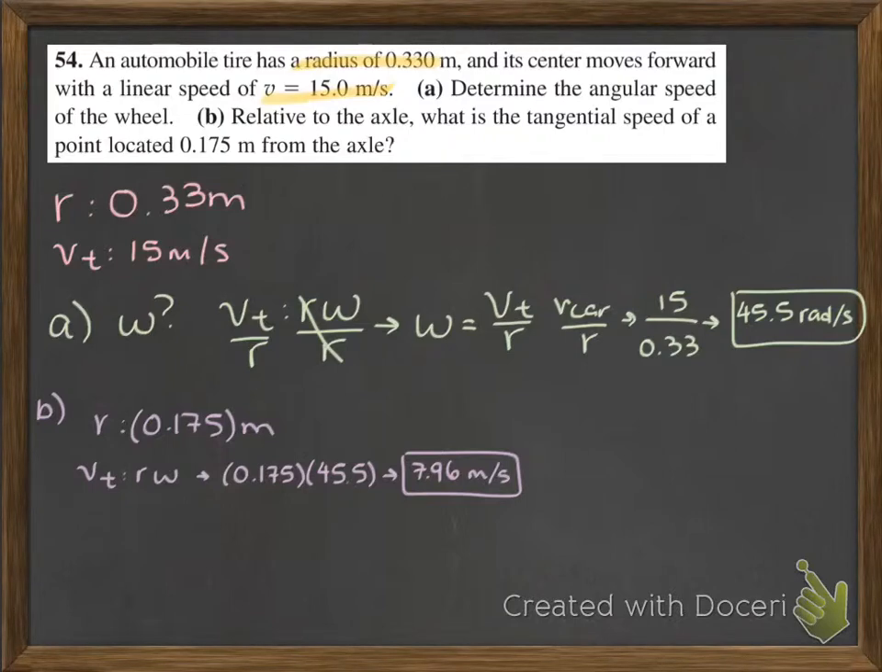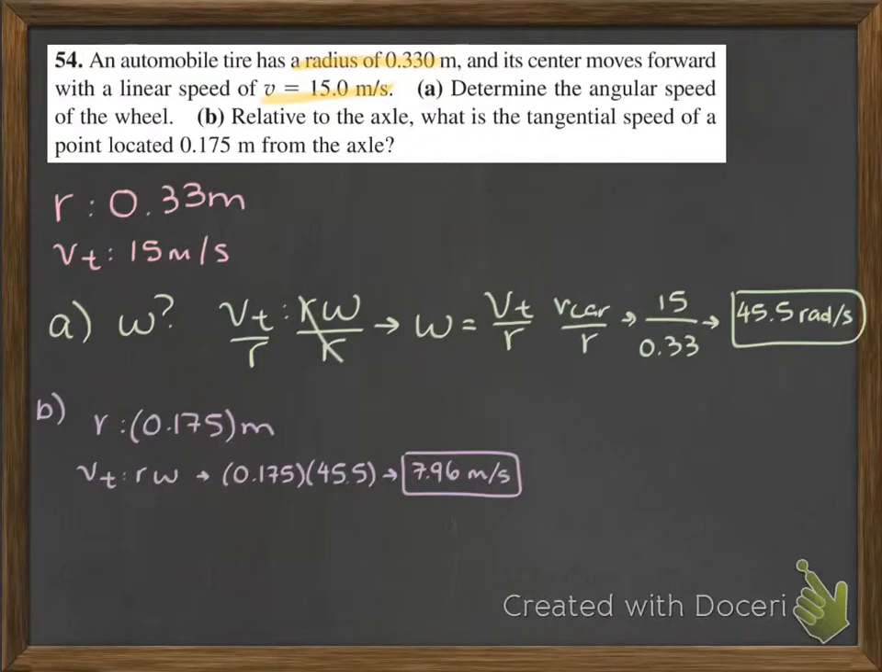So it's asking us for our angular speed. We can use the formula that I used before, which is tangential velocity equals radius times angular velocity. So you would divide by the radius to find the angular velocity equals tangential velocity over radius. So it's the velocity of the car over the radius. So it's 15 over 0.33, which gives you the angular velocity of 45.5 radians per second.